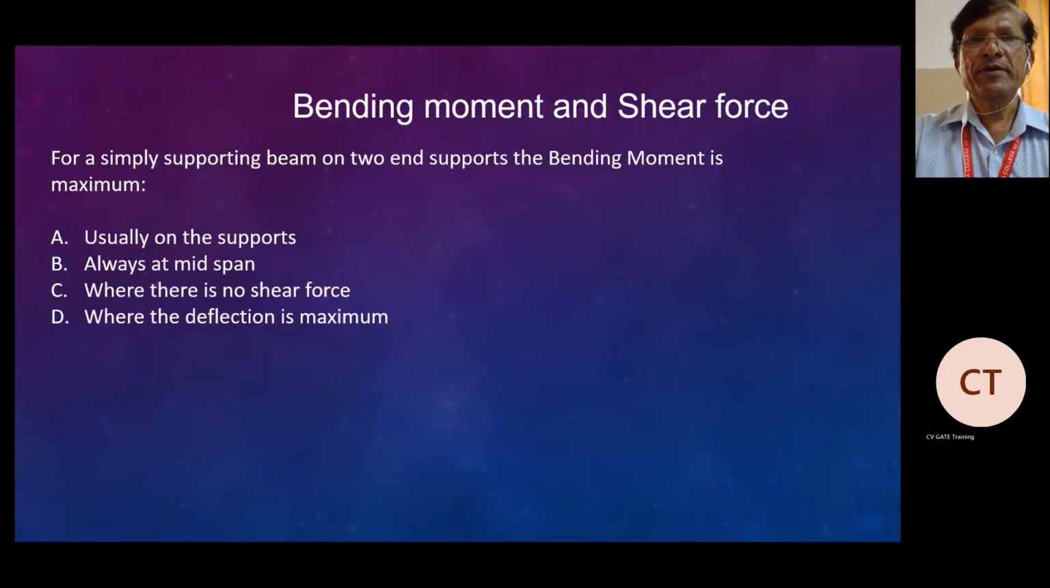For a simply supported beam with end supports, the bending moment will be maximum at the midpoint, where there is no shear force. So what they're asking is, for a simply supported beam on two end supports, where is the bending moment maximum? Where the shear force is 0. So C is the answer.